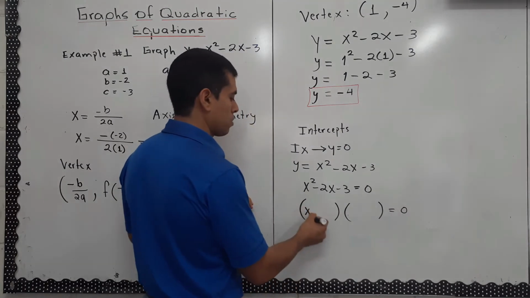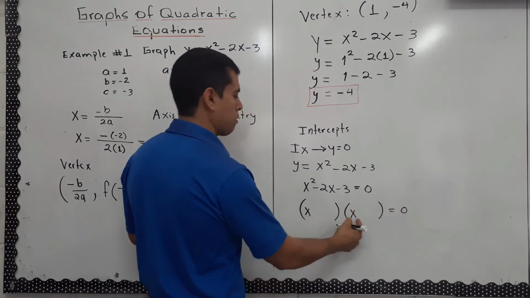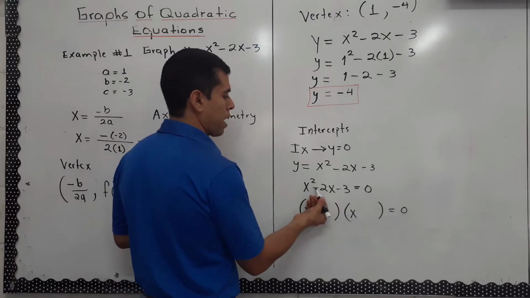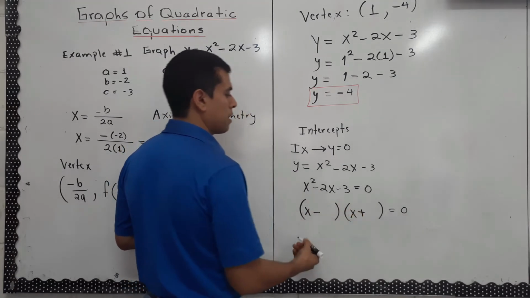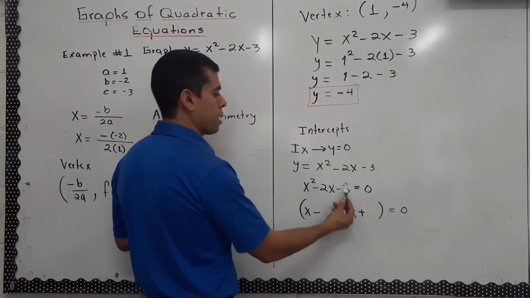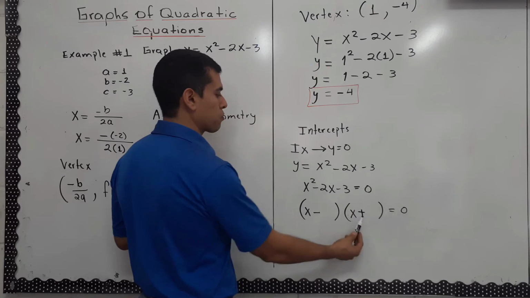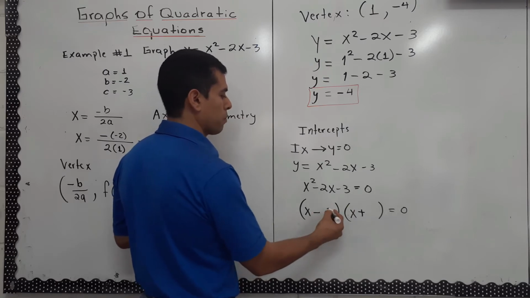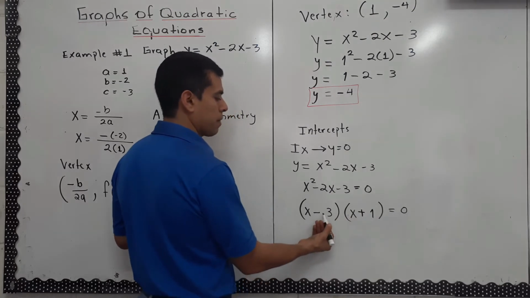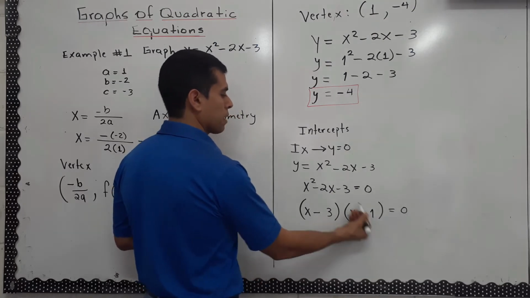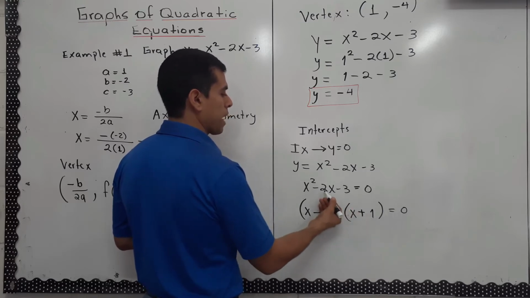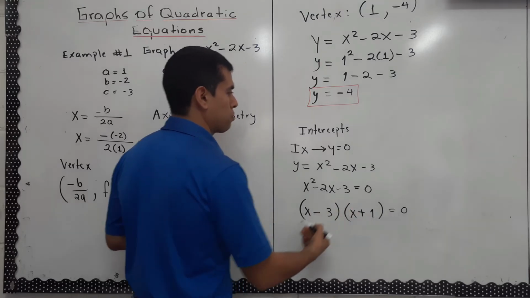This x, we have 2 x's, 1 x here, the other one there, minus, copy it, then negative multiplied by negative is positive. Now think about 2 numbers whose multiplication is -3, and whose sum is going to be -2. What about -3 and 1? Let's check this. -3 multiplied by 1 is -3, plus -3 and 1 is -2. So it's okay, the factorization is okay.